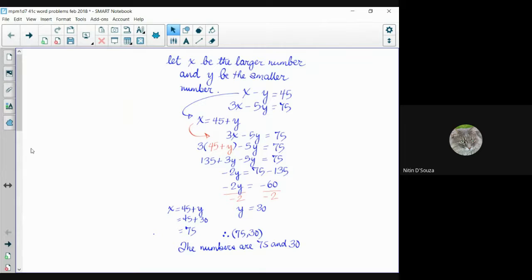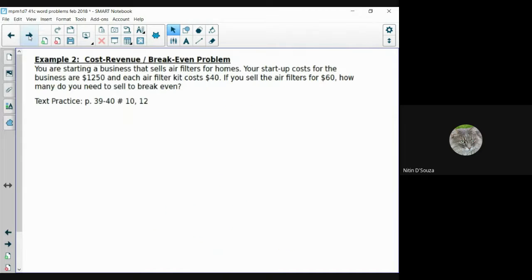So I set up by first equation, the difference is 45. Then I set up the 3 times minus 5 times, and then I just solved it. This one, it was easier to solve for substitution. You could also solve it by elimination. Okay. In fact, you can try that as an exercise to make sure that you can do that. All right. Example number 2.